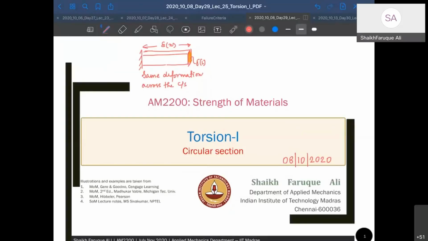Yes, so we are in torsional members and this date has to change. Today is 27th of September. And that's going to be 2021.